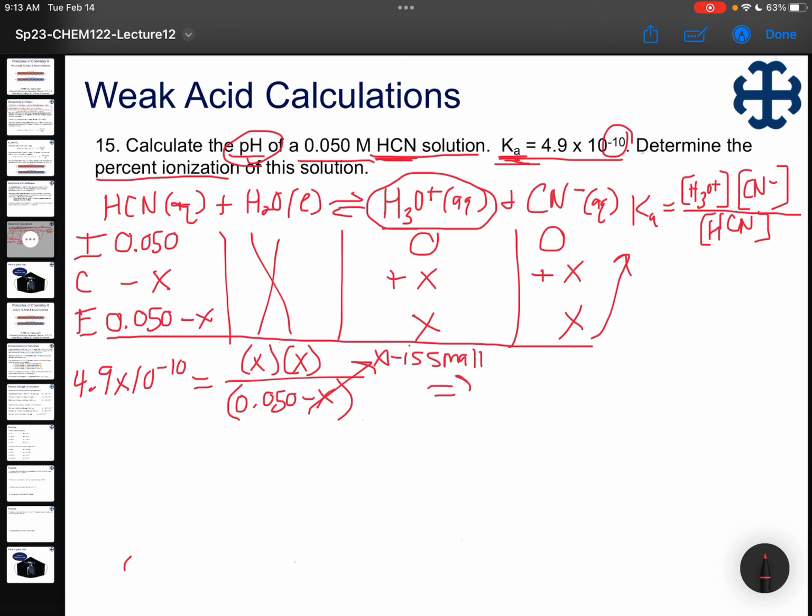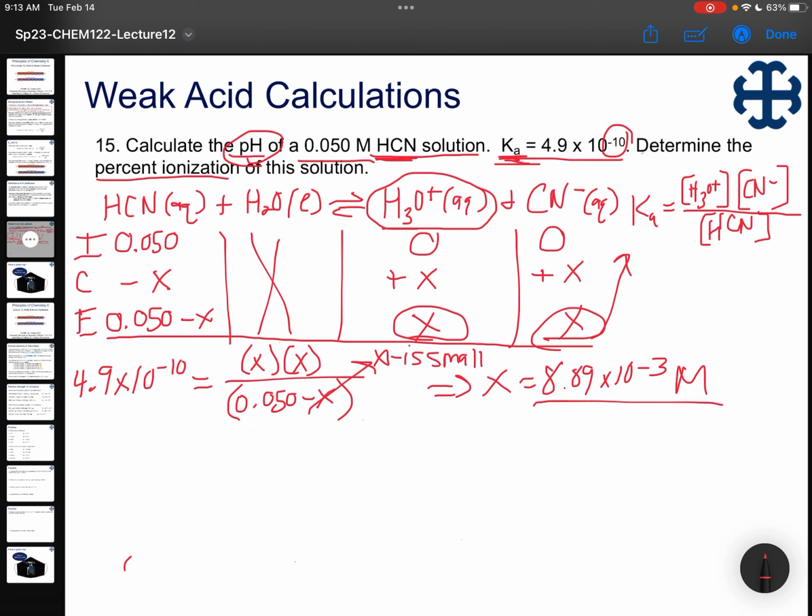And so when I do that, I got a value for x equal to 8.89 times 10 to the negative third. And I know that that is going to be basically both of these values here, which are in concentration. So I'm just going to go ahead and give it the units of molarity.